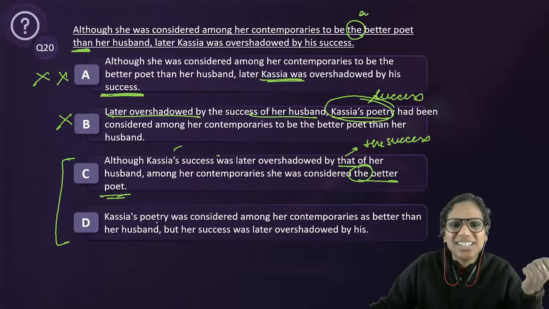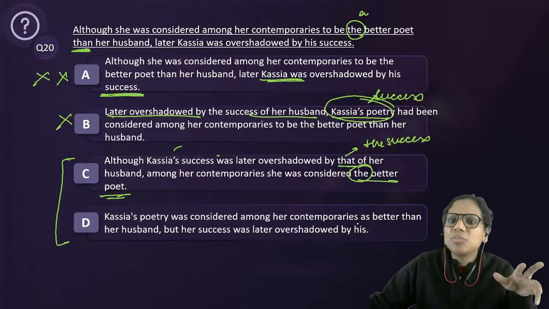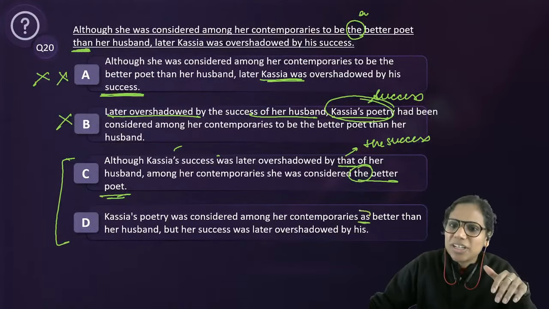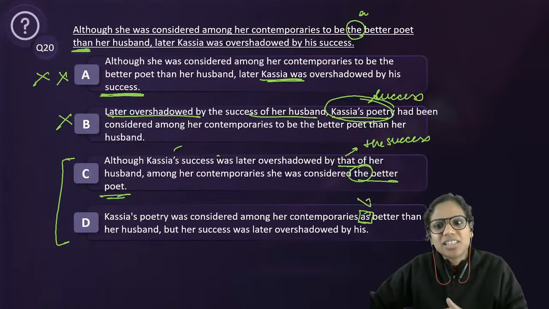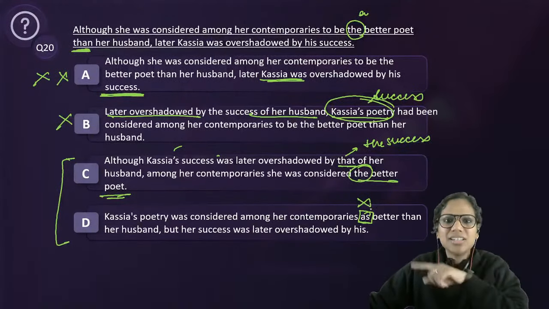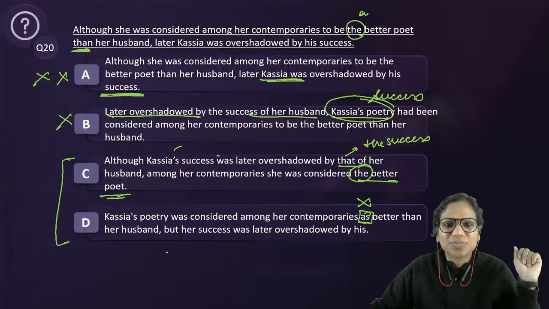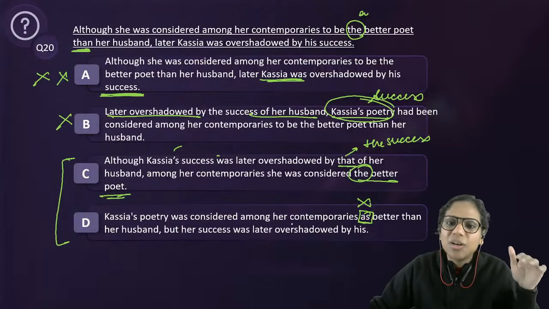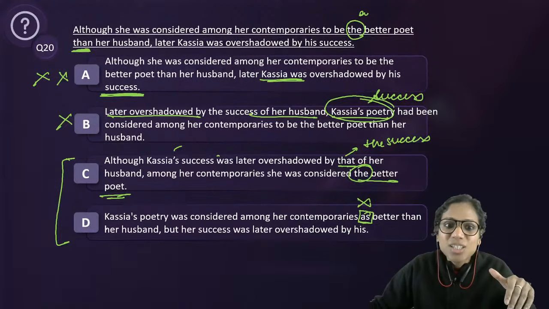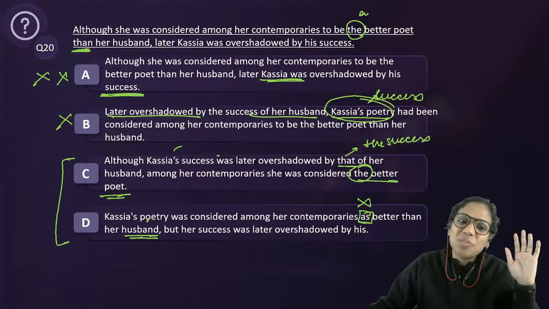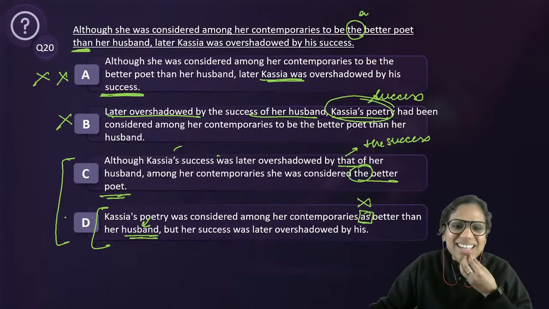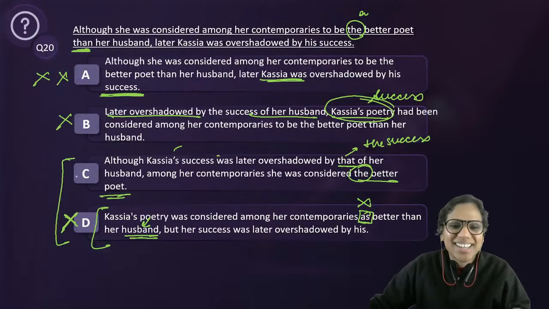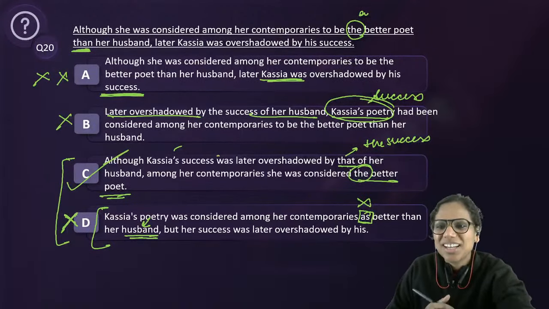Let's compare it with D. Cassia's poetry was considered among her contemporaries as better. First of all, this as is not required. It was considered better is enough. It was considered as better is an incorrect construction. Okay, but so her poetry was considered among her contemporaries as better than her husband. We are comparing her poetry to her husband. This is some comparison, yes? So, flawed again. C is our answer.